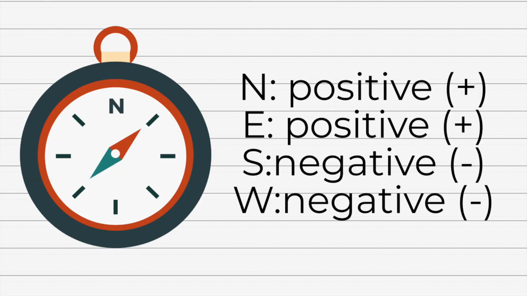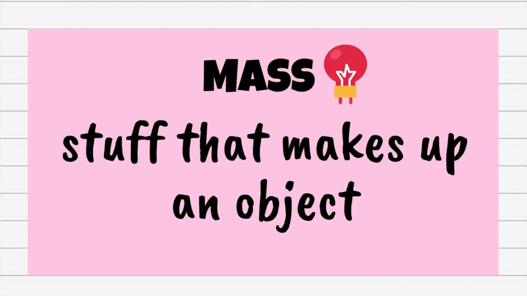Just a quick recap. Going north or going up means it's positive. Going right or east means positive also. Going south or going down is negative, and going to the left or west is negative. And the last term is mass, the stuff that makes up an object, the stuff that makes up the particles of the object.